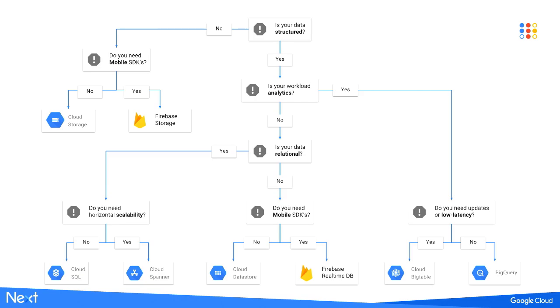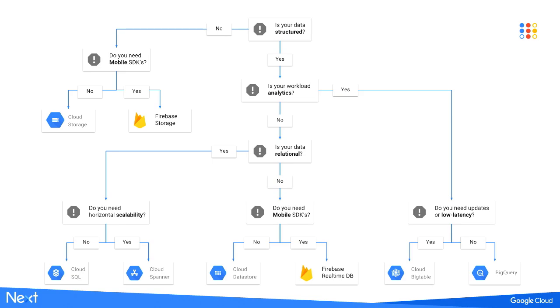So first of all, is your data structured or unstructured? If your data is unstructured, you're going to put it into Google Cloud Storage. That way you can use it and access it there. If you need mobile SDKs, then Firebase Storage will provide you a mobile SDK onto Google Cloud Storage. If your data is structured, then the question is, do you have an analytics workload? In which case, you'll come over into the analytics branch.